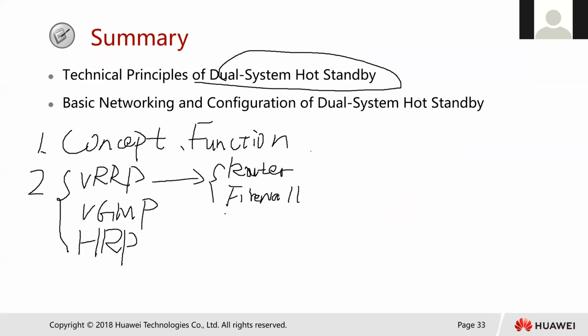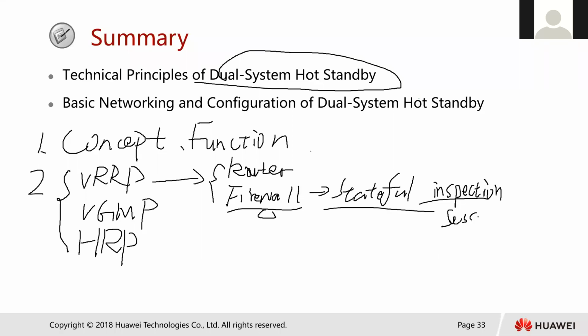But in the firewall, it has some disadvantages because the firewall is stateful. Okay, stateful, it does inspection. Therefore, it has the session table concept. When a packet doesn't match the session, it will discard the packet. So that's why VRP is not enough in our firewall.